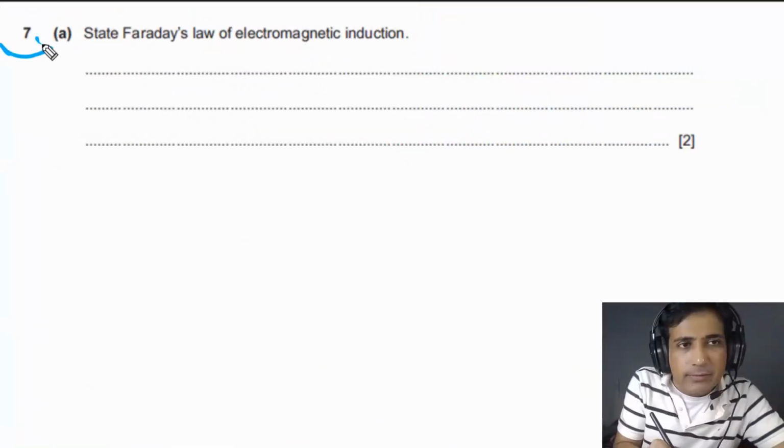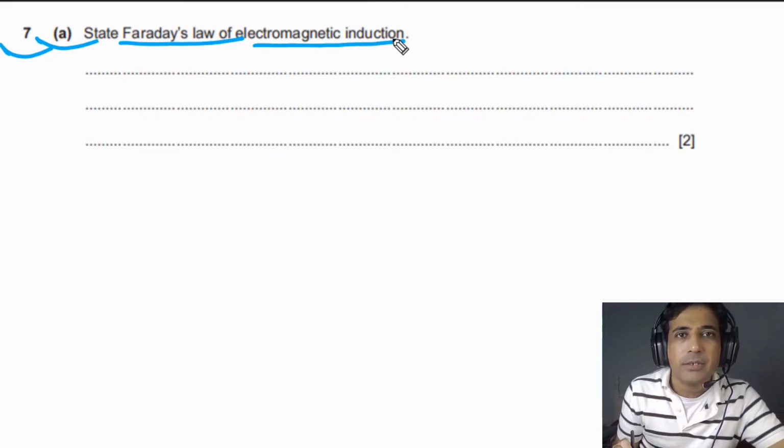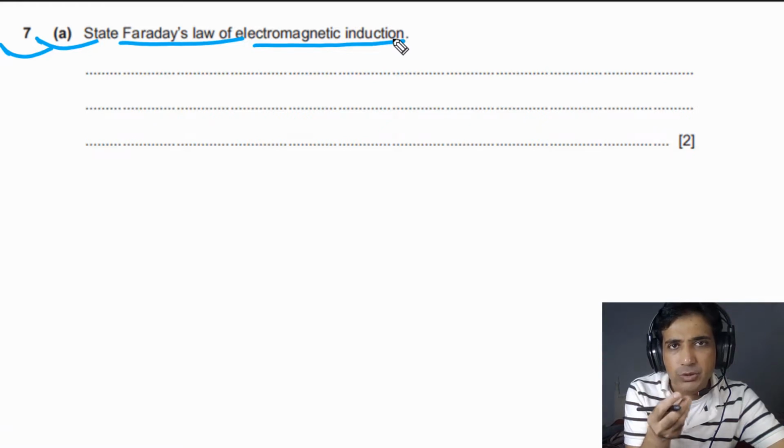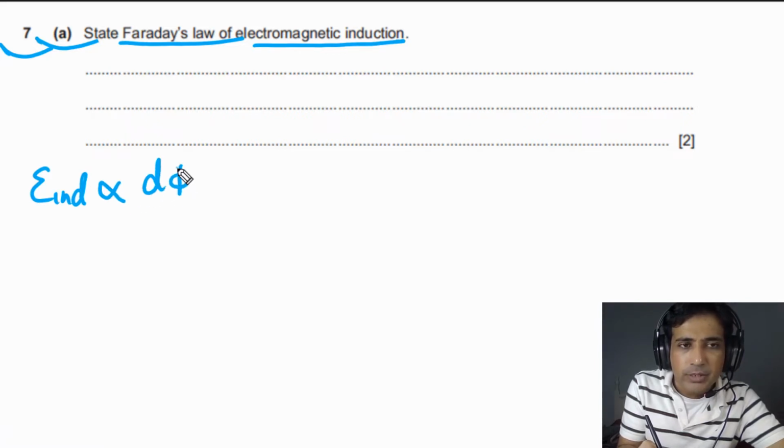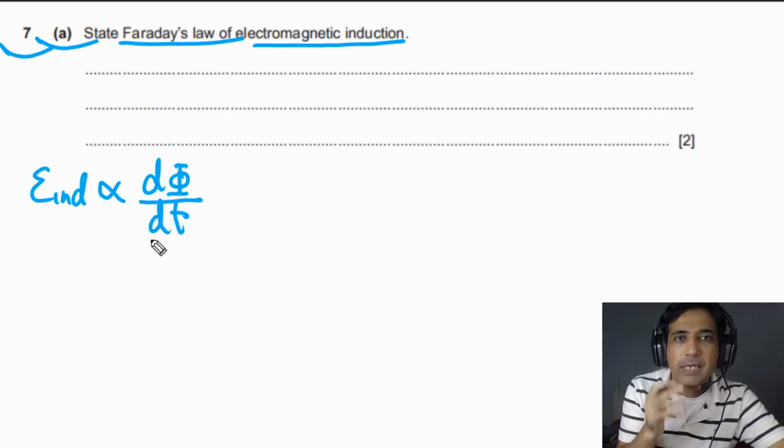For our question number 7, part A, we need to state Faraday's law of electromagnetic induction. Faraday's law of electromagnetic induction simply tells us that induced EMF is directly proportional to rate of change of magnetic flux linkage. Or simply, you can write down induced EMF in a conductor is directly proportional to rate of change of magnetic flux linkage, means dΦ by dt. That's all you need to write down for Faraday's law of electromagnetic induction.